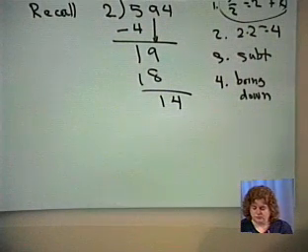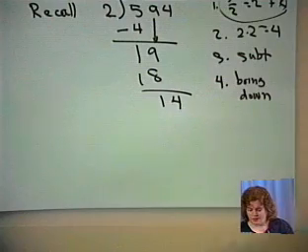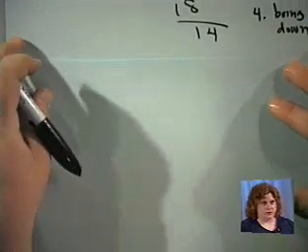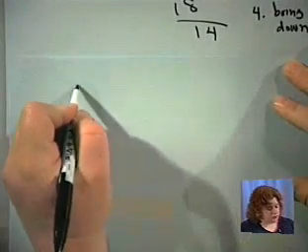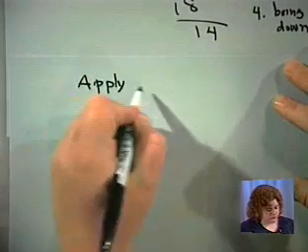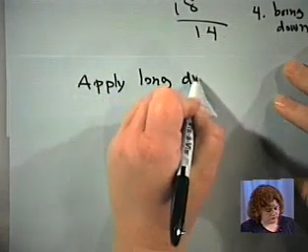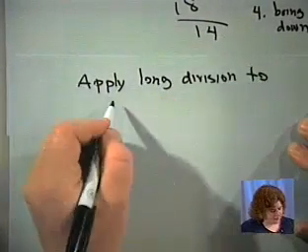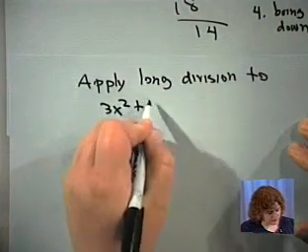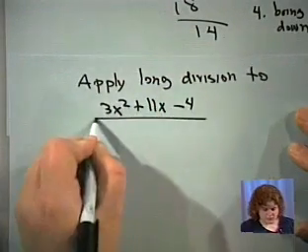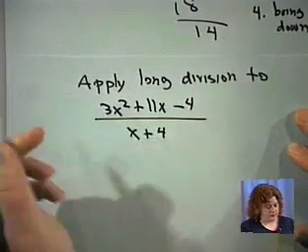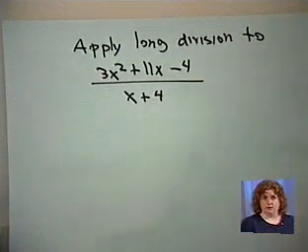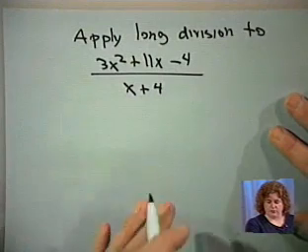So having looked at what you do automatically without thinking, we're going to apply that to polynomials and see how it fits in. And we'll do that to 3x squared plus 11x minus 4. We'll divide that by x plus 4. We're not just going to break this up the way we would have if it were a monomial being divided into the polynomial.